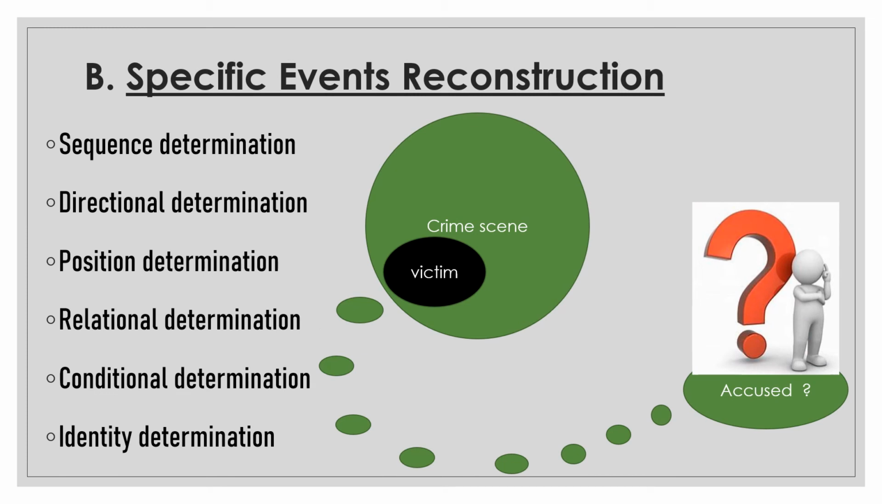So B, specific events reconstruction. It involves the sequence determination, directional determination, position determination, relational determination, conditional determination, and identity determination. So it depends on the aim of the IO, the investigating officer. If the investigating officer mentions certain objectives which must be done by the scientist, it is now specific.